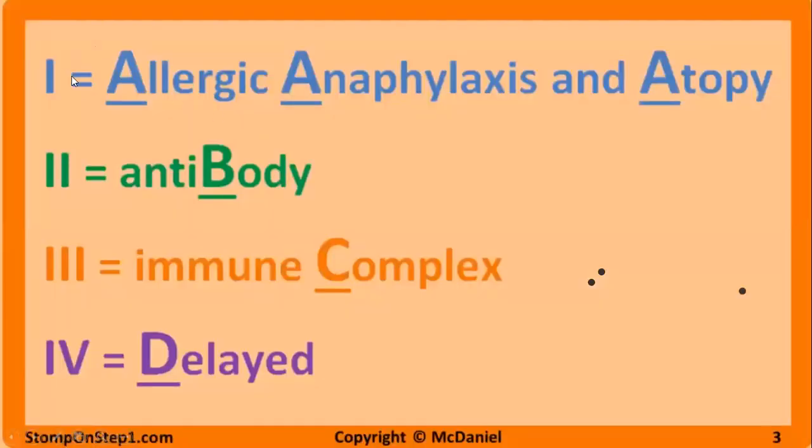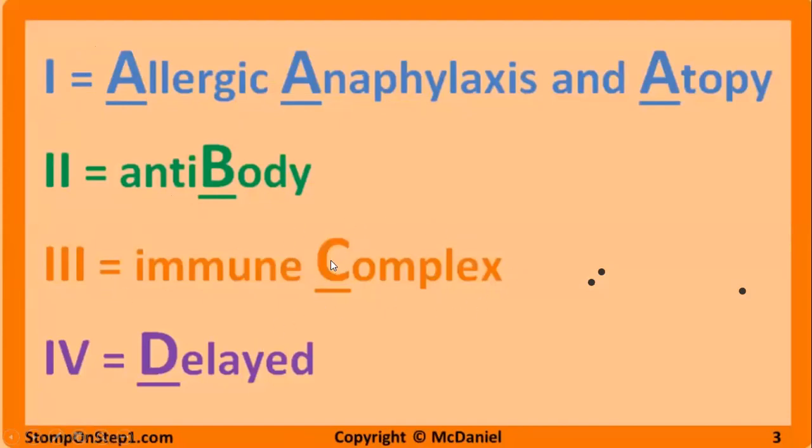In the mnemonic, we have seen that it's ABCD. The A is the first one, fast and first. That is allergy, anaphylaxis, atopy. These are the symptoms. Response to allergen is type 1. And then type 3 is the response to immune complex. A, B, C, D.